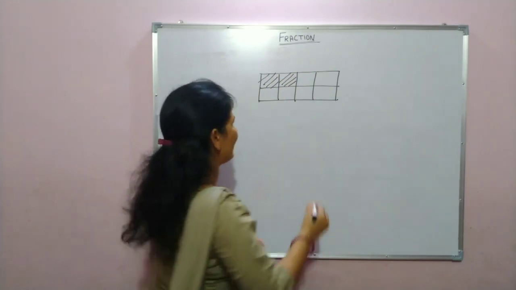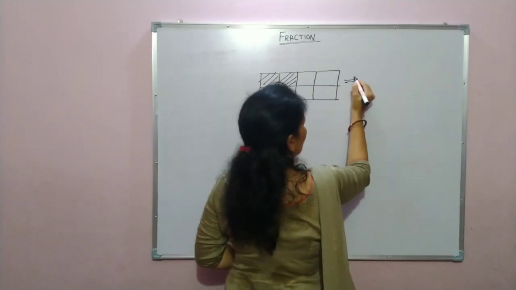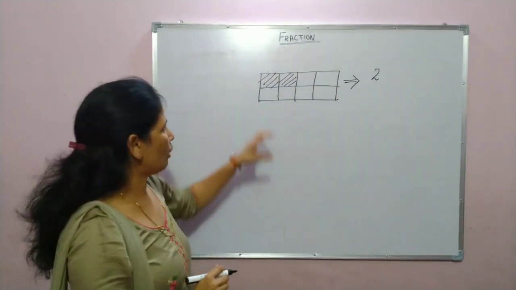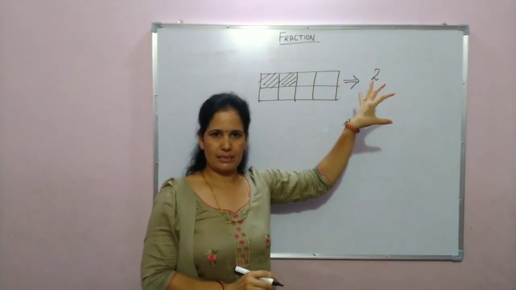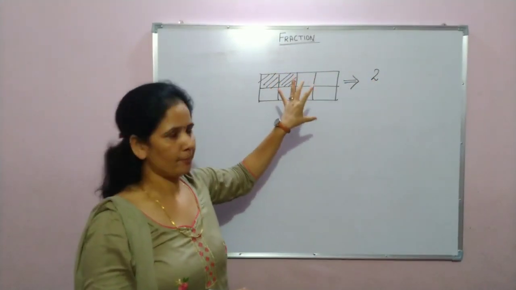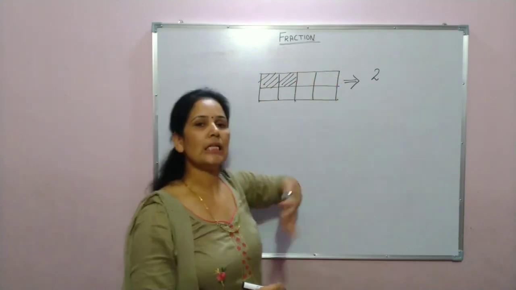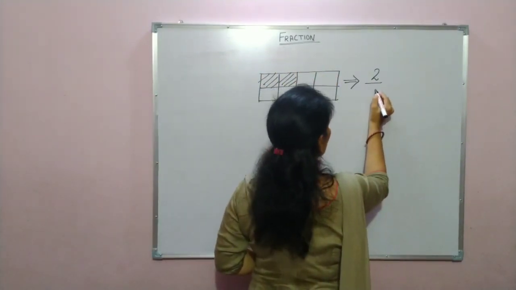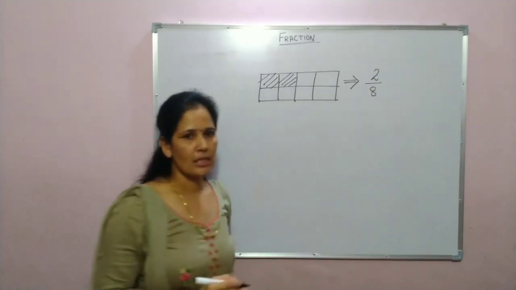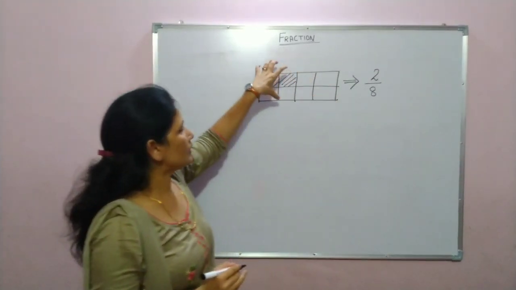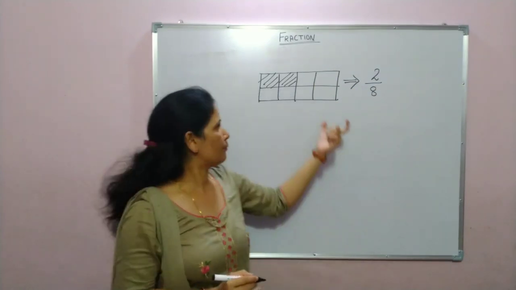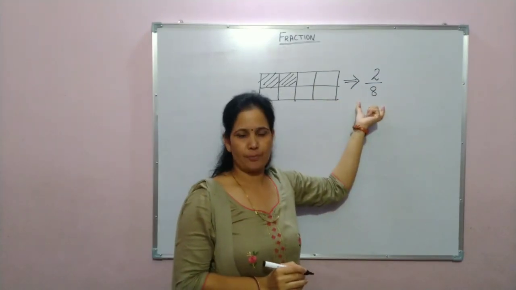2. So that means we write 2 above the line, and then we count the total number of parts into which the whole is divided. We divided this whole into 8 equal parts, so below the line we write the number 8. Okay students, now we have written the fraction of the shaded portion.